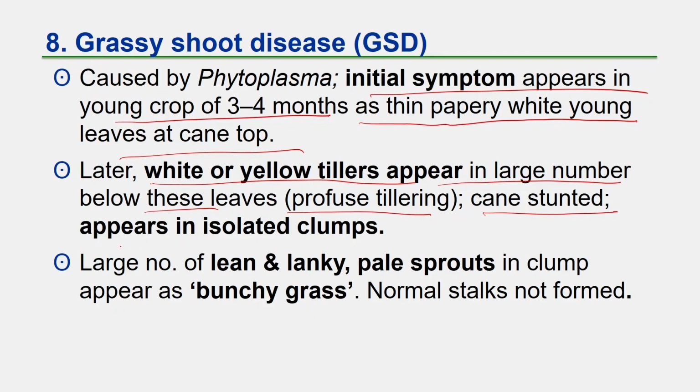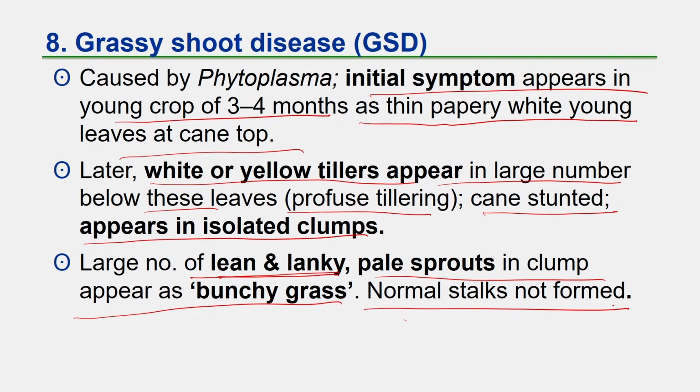Canes are shorter in height. They appear in isolated clumps. Large number of lean and lanky, lanky means thin, pale sprouts in clumps appear as bunchy grass. Normal stalks are not formed. So, particularly it can go to the ratoon crop.